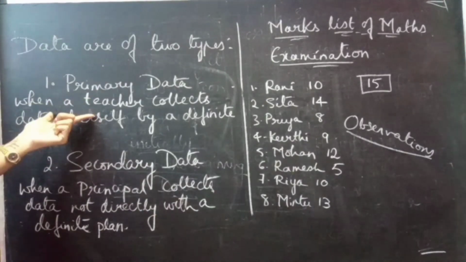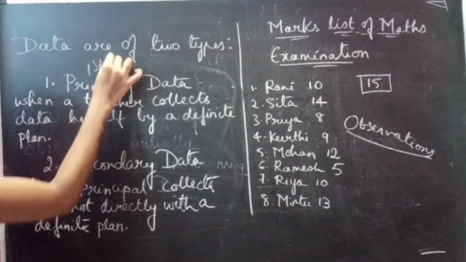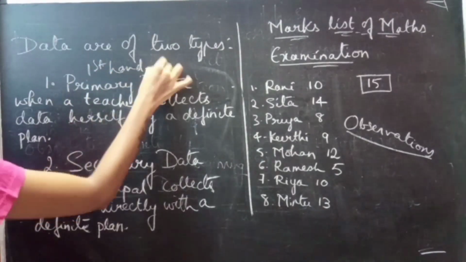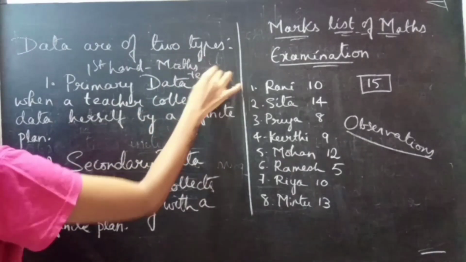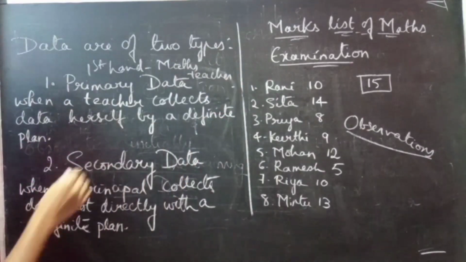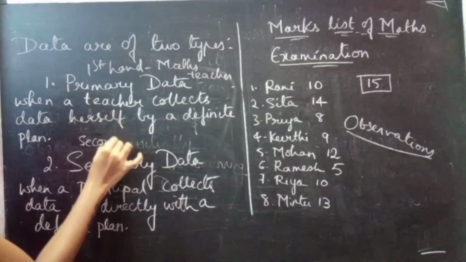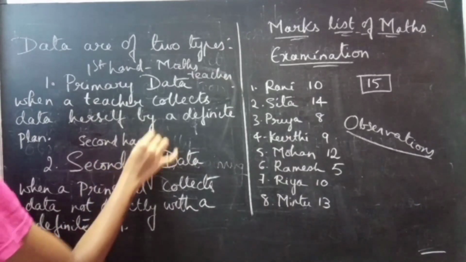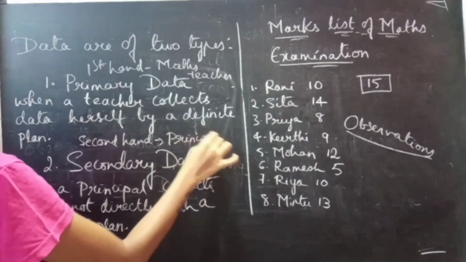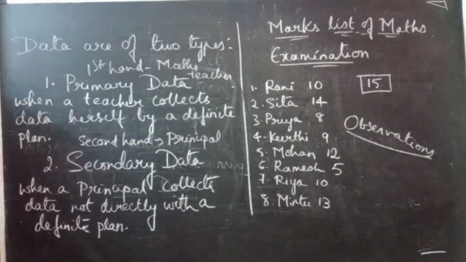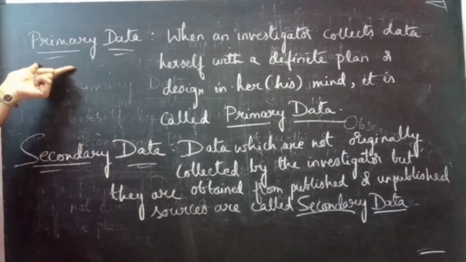For primary data, remember: first hand, maths teacher. And for secondary data: second hand, principal.